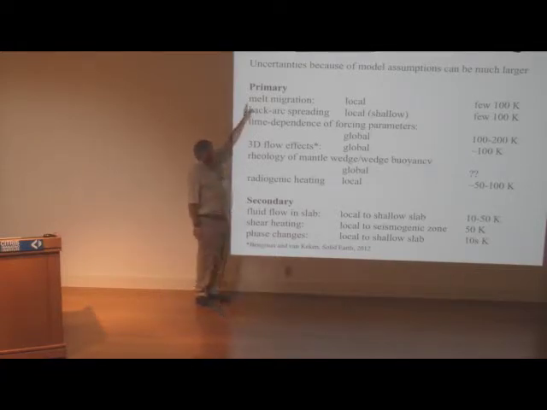A very important one is melt migration. As soon as you create melt in the hot mantle wedge, it goes up, it brings up a lot of heat. And this can be locally below the arc, hundreds of degrees Celsius. We do not take that into account, so you do not want to, without taking this into account, compare petrological temperatures necessarily to these models.